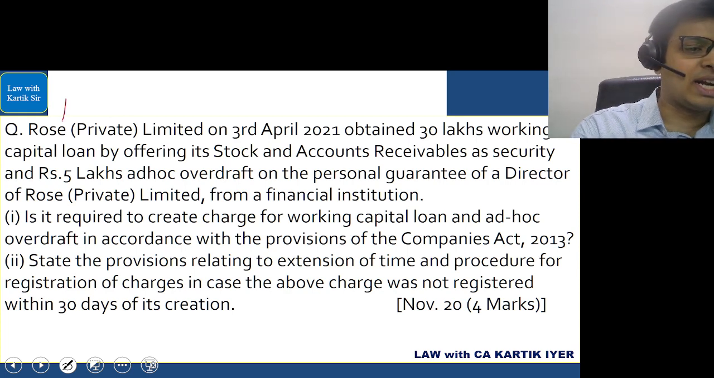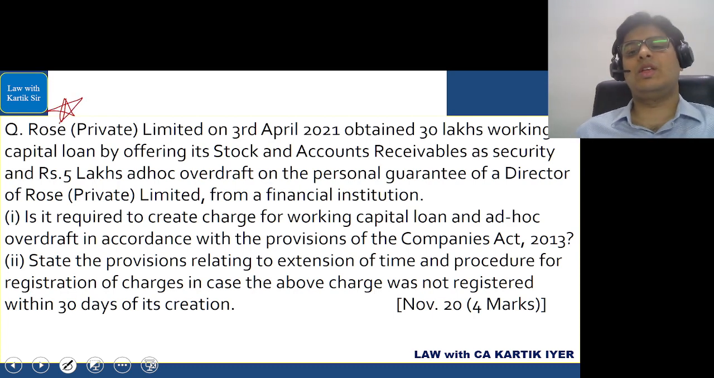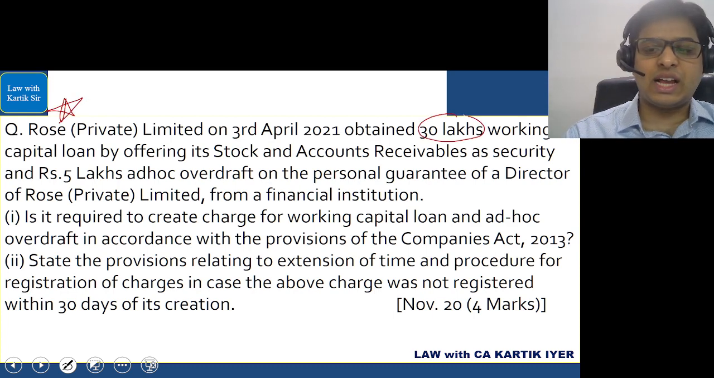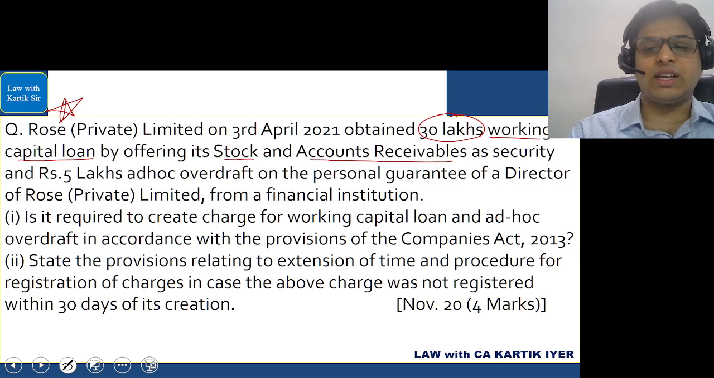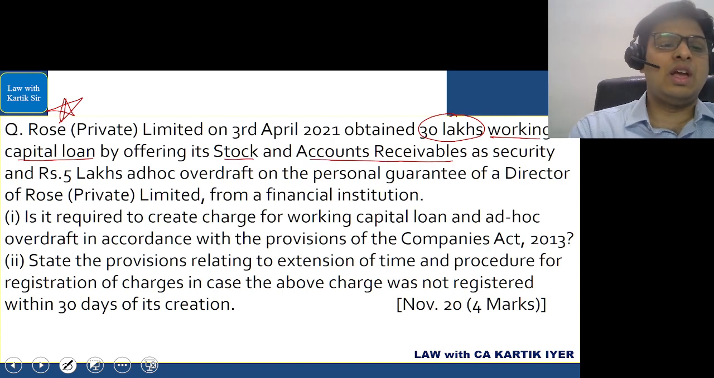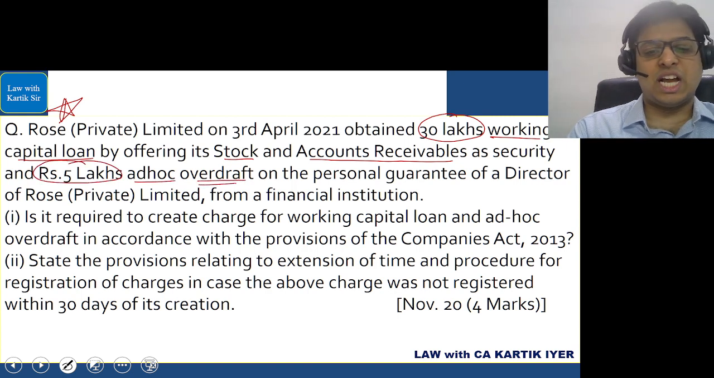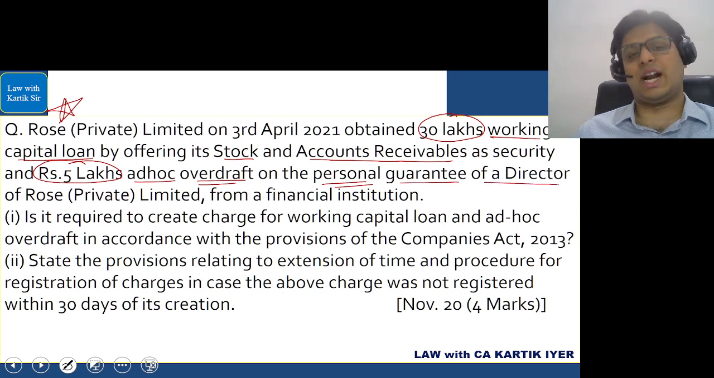This question I'm marking it a star, slightly different question. So they have taken a 30 lakh working capital loan, giving their stock and debtors, that is account receivable, as security. And they have also taken a rupees 5 lakh loan, that is a 5 lakh overdraft facility, I should say, on the personal guarantee of a director.